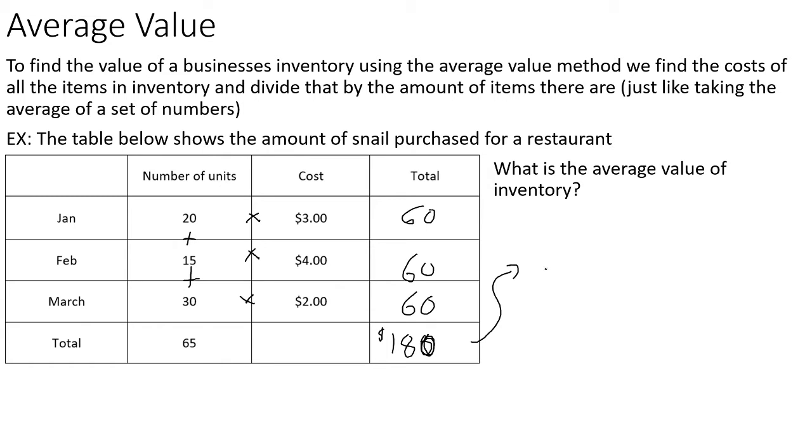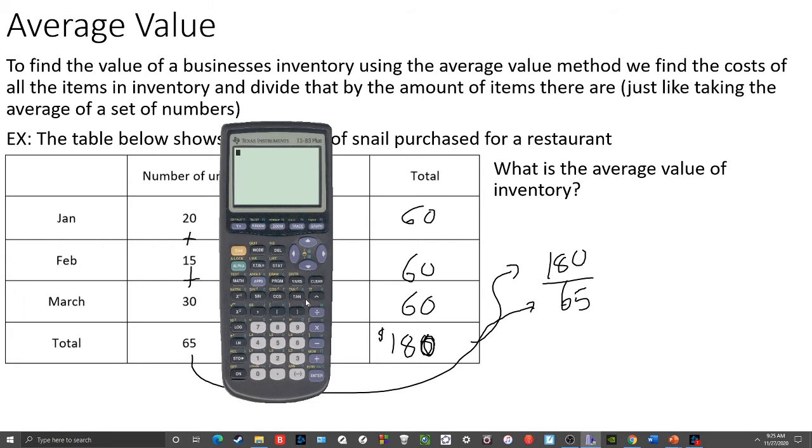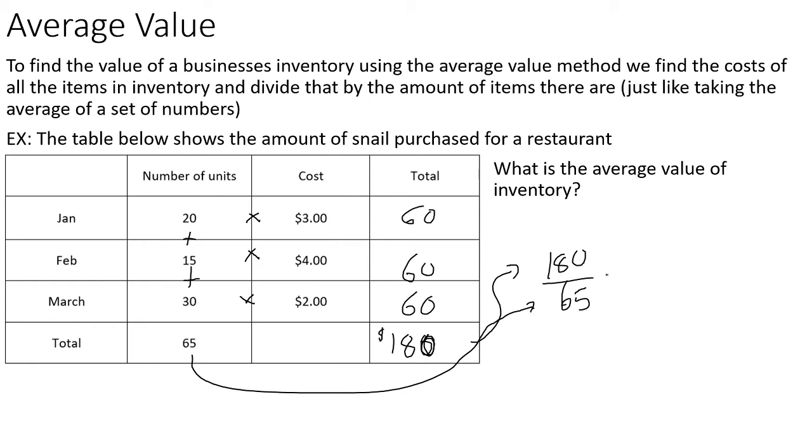If I want the average value, I take my total cost and divide it by my total number of units, and that will get me the average cost for these items. So if I take 180 and divide it by 65, I get $2.77. So on average, the snails that I have currently in this restaurant cost $2.77 each. Is it true that they all cost $2.77 each? No. Some cost more, some cost less, but on average, each snail cost you $2.77.